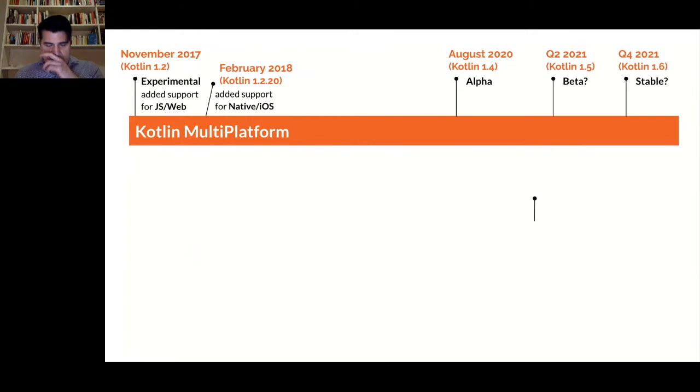Now, Kotlin has recently decided to have a six-monthly release. Kotlin 1.5 is going to be in the second quarter of this year, and Kotlin 1.6 is going to be in the fourth quarter. We don't know if beta is going to be 1.5, but it's going to come. Hopefully it's going to be beta in 1.5, maybe in 1.6. But what's important to say is that it's already mature enough as a technology, even if it's still alpha. It's already mature enough to start developing any kind of app.